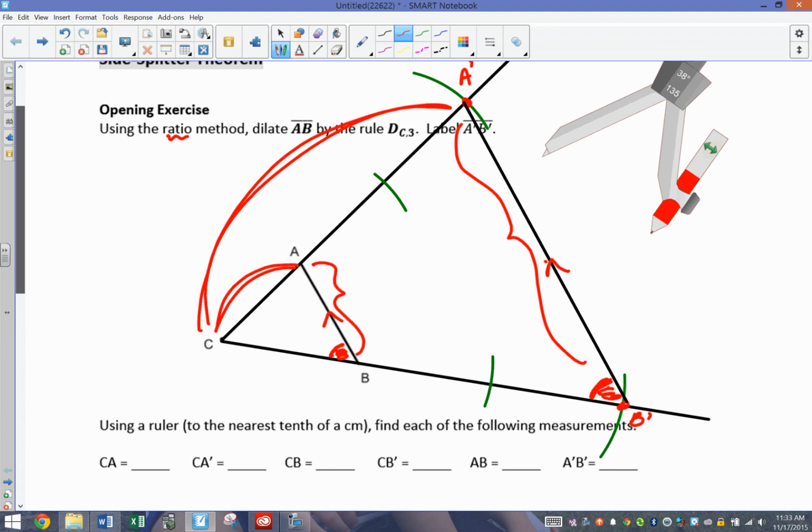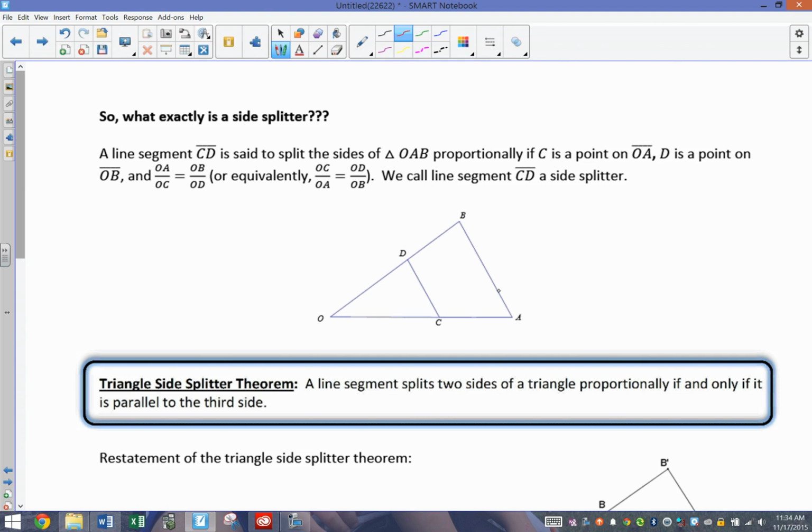Now, what we ended up creating here is a triangle CAB and CA prime B prime. We actually have 2 triangles. We have this triangle right here, and we have the whole triangle CA prime B prime, and that's what today is all about. So if I look at this picture, it's a lot like the other one, except we don't have any primes here. And basically, this segment DC is what's called a side splitter. That is going to be a side splitter if and only if DC is parallel to AB.